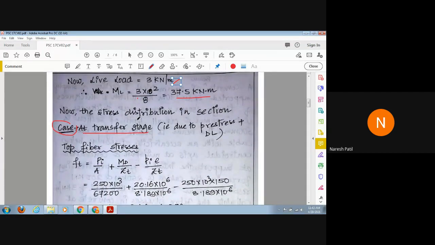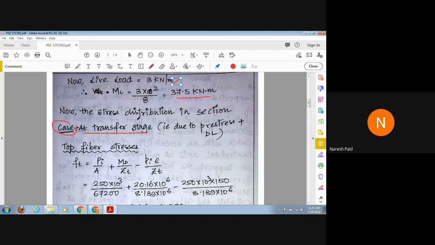Transfer means what? When the cable is transferred and the section is transferred, that time there will be no live load, only the cable will be subjected to pre-stress and dead load, because it is not under working condition. It is only for transferring the cable, to passing the cable. So that time what will happen? The cable will be tied and stretched and tied. So that time only pre-stress and dead load will be applied. There will be no live load because it is not in working condition. It is not for working criteria.